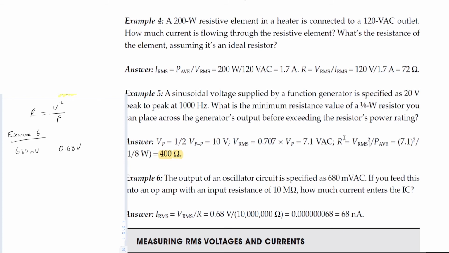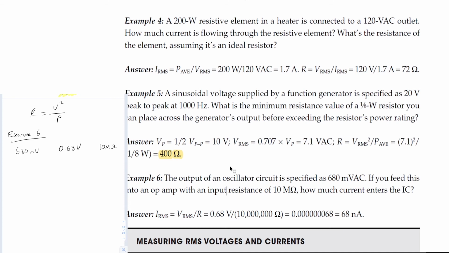If you feed this into an op amp, this is what I really need to get to. Op amps, I really need to learn about op amps. If you feed this into an op amp with an input resistance of 10 megaohms, which is 10 million ohms, how much current enters the IC? IC referring to the op amp, right?